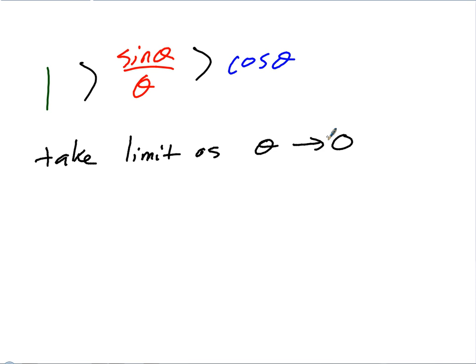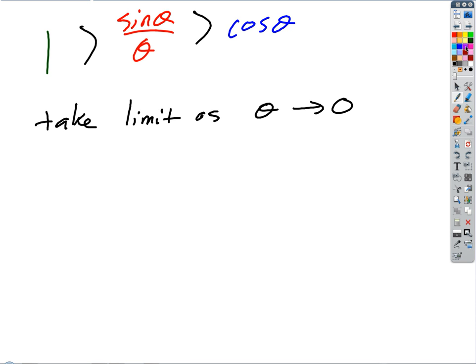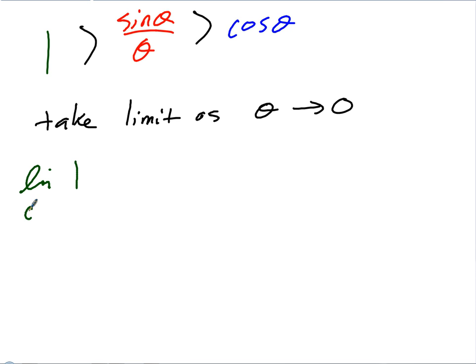Okay, if I do that, in the limit, what are we going to get here? Let's look at the outer ones first. This guy over here, the limit of 1 as theta approaches 0 is what? 1, yeah. There's not even a theta in there, right? The function 1 is independent of theta. It's not changing regardless. So I get an answer of 1, okay?